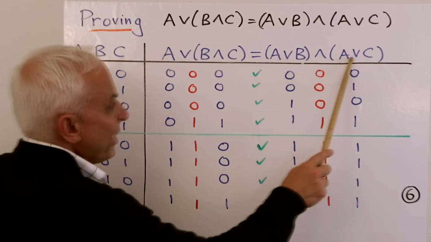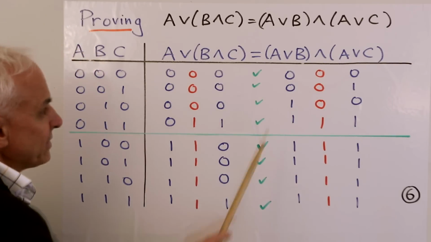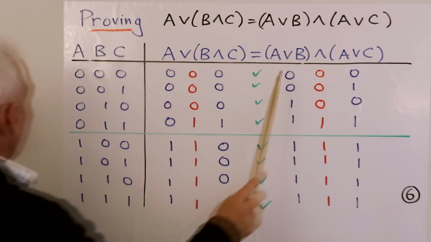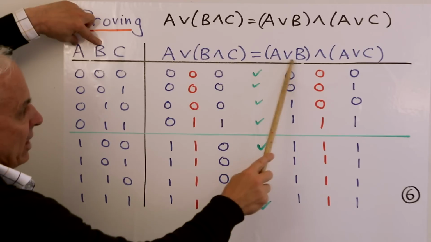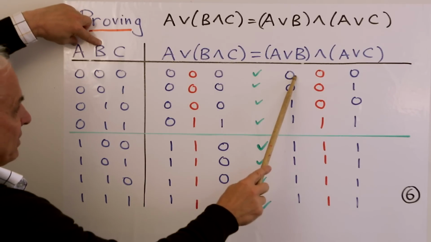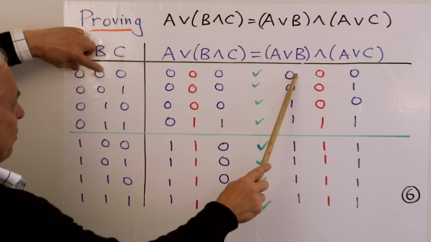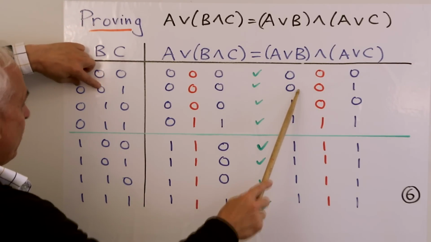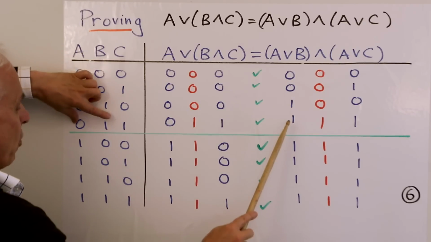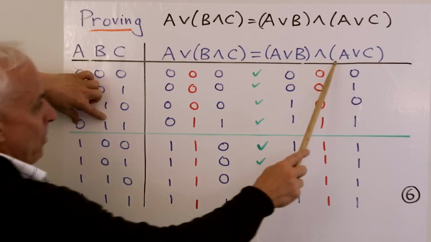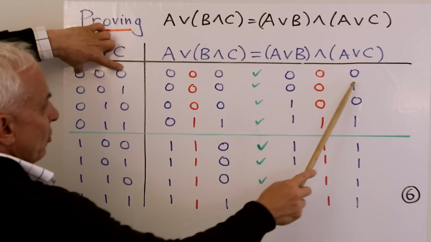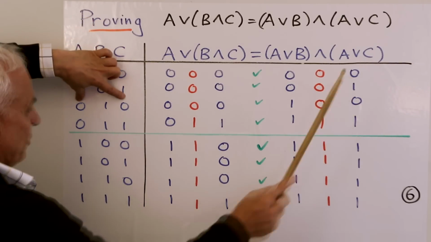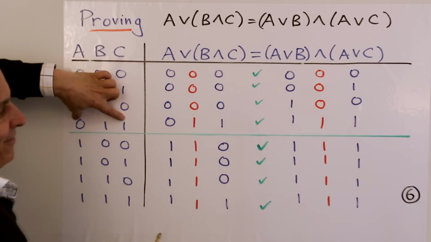And on this side, we look at A union B and also A union C. So if we look at just the A and B values and look at A union B, we're going to have a 0 or a 1. 0 or 0, 0. 0 or 0, 0. 0 or 1, that's 1. 0 or 1, that's 1. How about with A and C? So 0 or 0 is 0. 0 or 1, it's 1. 0 or 0, it's 0. And 0 or 1 is 1.